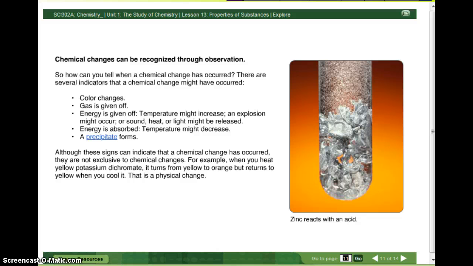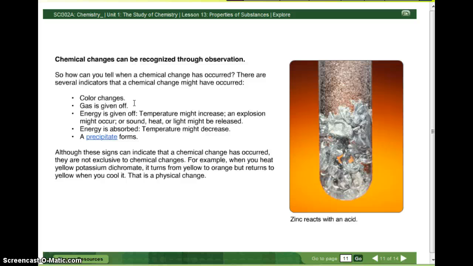Chemical changes can be recognized through observation. So how can you tell when a chemical change has occurred? There are several indicators that a chemical change might have occurred. Color change. Careful. There are times when a color change is physical, like when you put food dye in water. So color can be both, or either. Gas is given off, so bubbles. Energy is given off. Temperature might increase, an explosion might occur, or sound, heat, or light might be released.